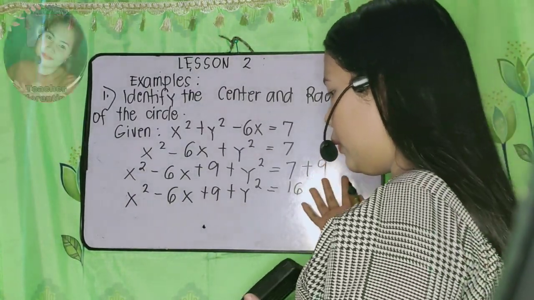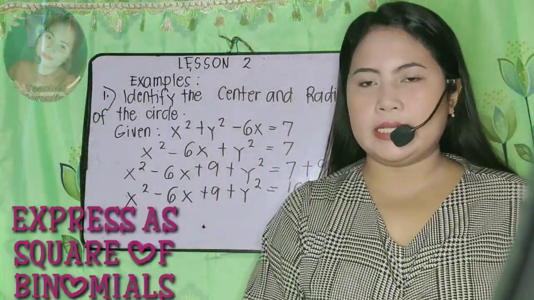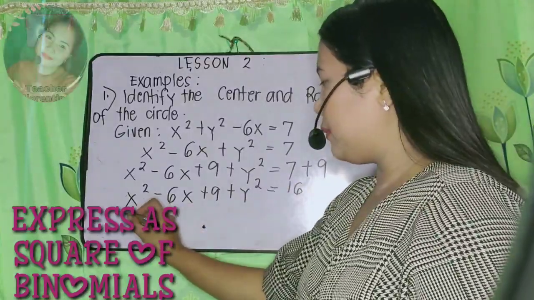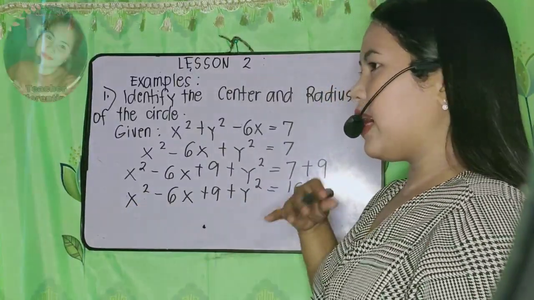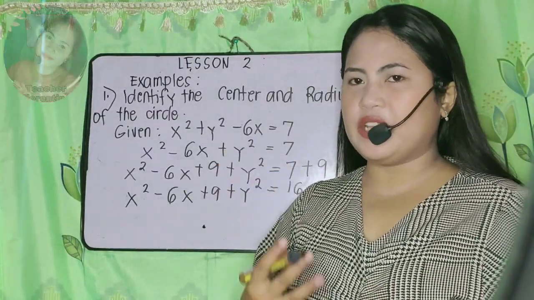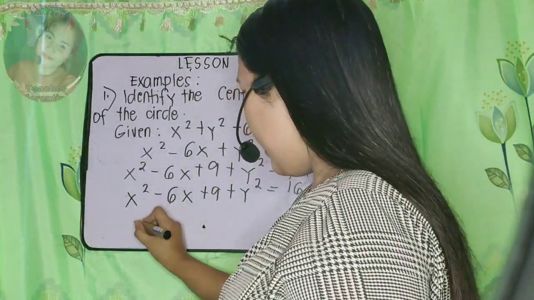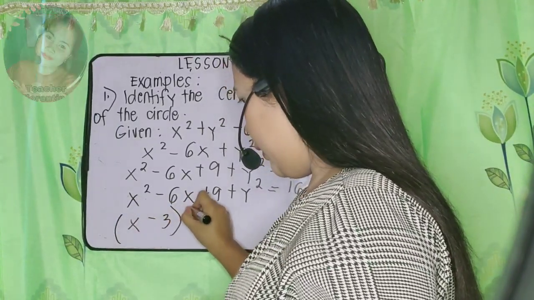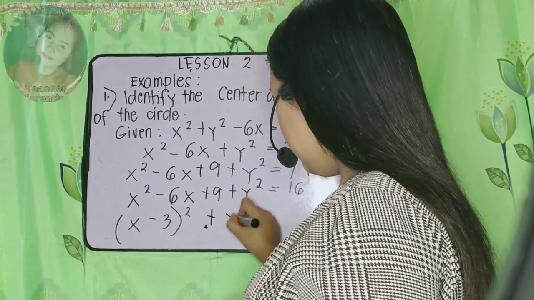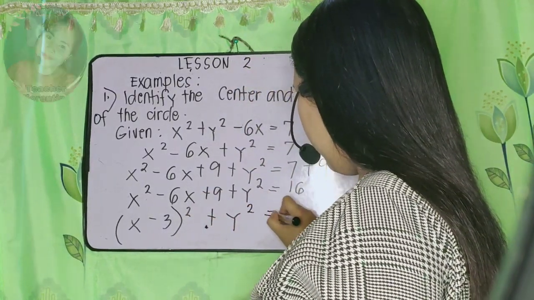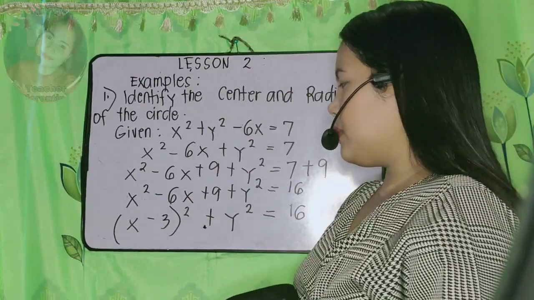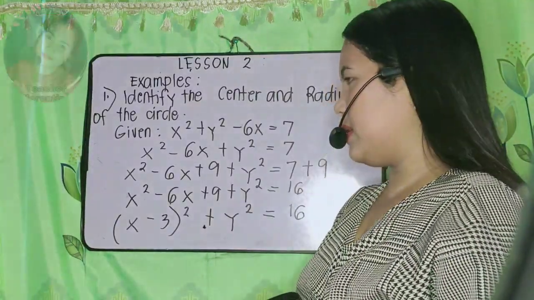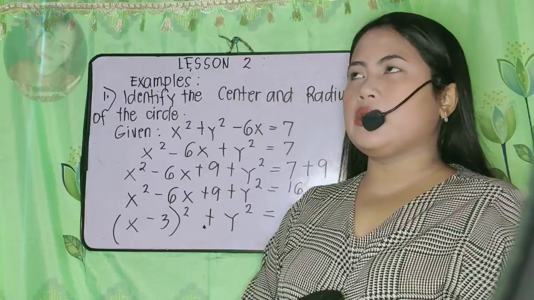Now, this is not the final answer. What are we going to do? We're going to express it as a square of binomial. What does that mean? This process is long, so we expanded it, and now we're going to write it as a square of a binomial. So we have x minus 3 squared plus y squared equals 16. How did we get x minus 3 squared?